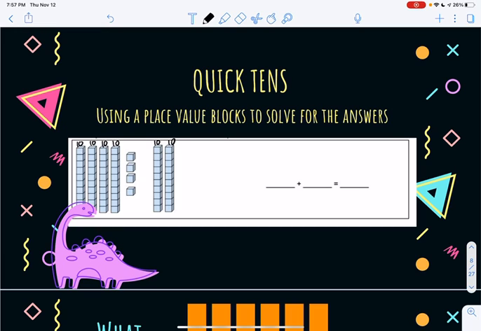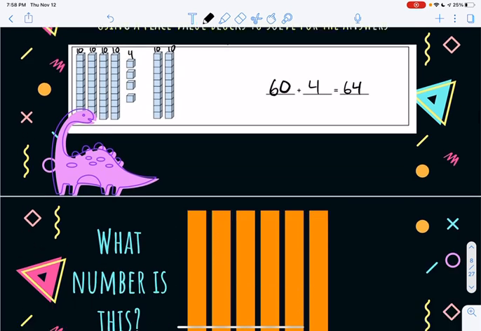And then how many ones do we have? 1, 2, 3, 4. 4 ones. So let's count our tens first. So let's skip count. We have 10, 20, 30, 40, 50, 60. So we have a 60 right here. And then how many ones do we have? We have 4. What is 60 plus 4? 64. Very good.